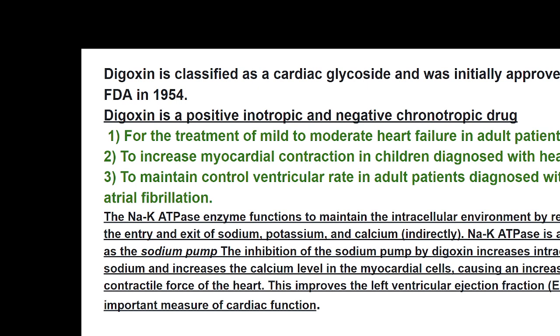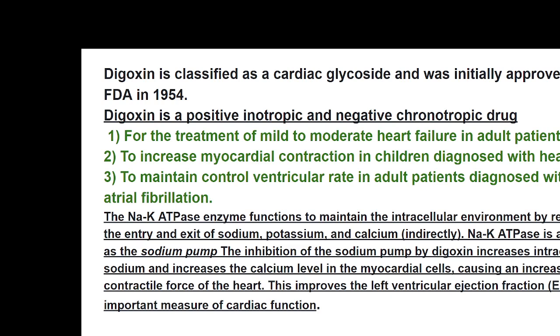Digoxin has the advantage of being a positive inotropic and negative chronotropic drug. Inotropic means which enhances the tone and the strength of contraction of the muscles, and chronotropic is the rate. The rate becomes reduced, but the strength increased.